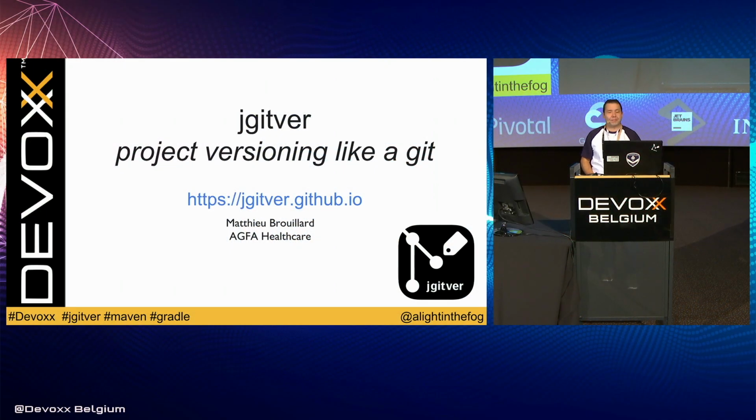Hello, everybody. I'm really proud to be here today to present you jgitver. jgitver is a project I've been working on for the past 2 years, mainly in my spare time. And the goal of the project is to ease the developer's life by providing some tooling to automate project versioning in your development tool land.